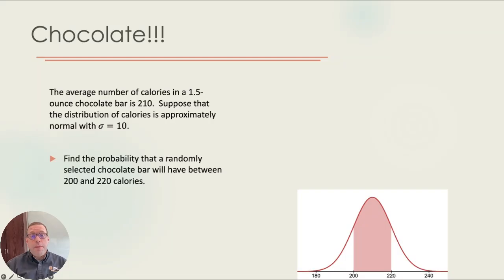We're on to our third example using this chocolate scenario. In this one, we're going to talk about how to find the probability between two values. Let me reiterate the scenario one more time.